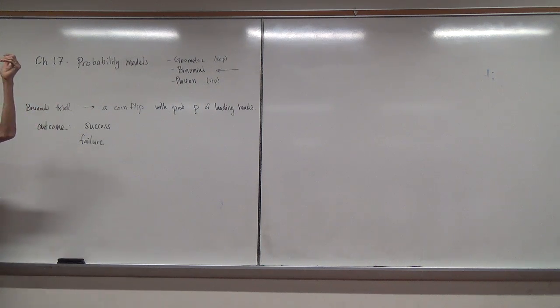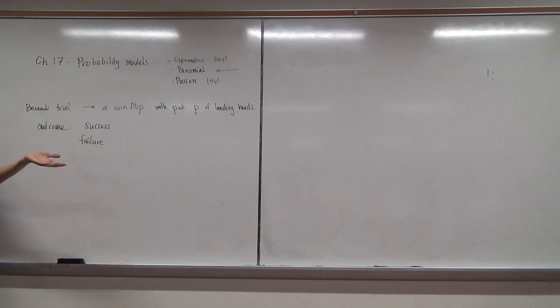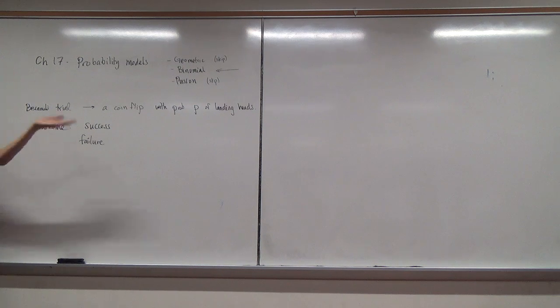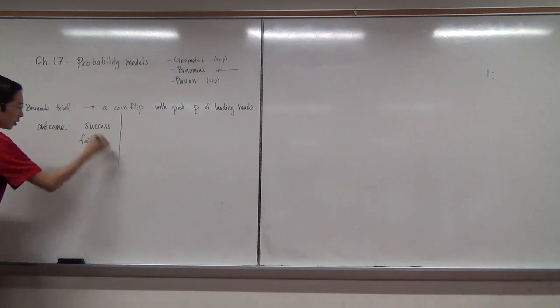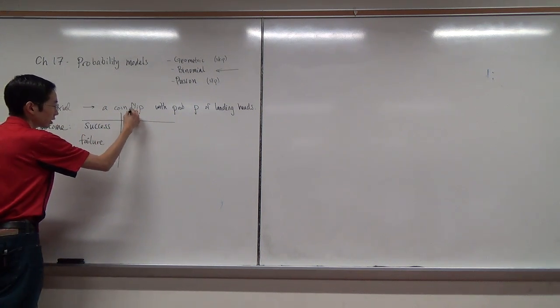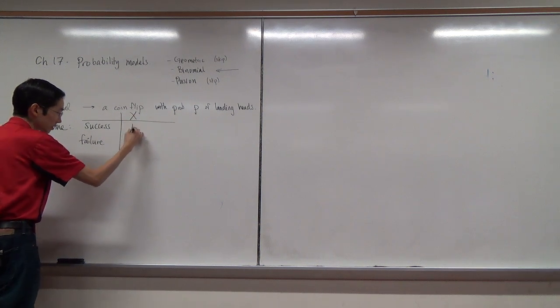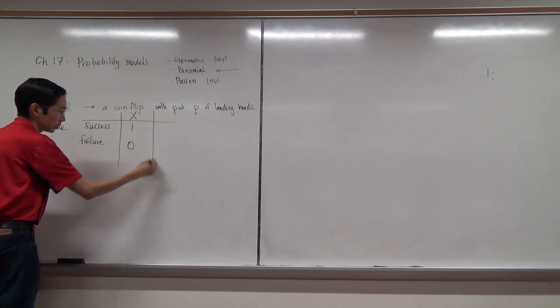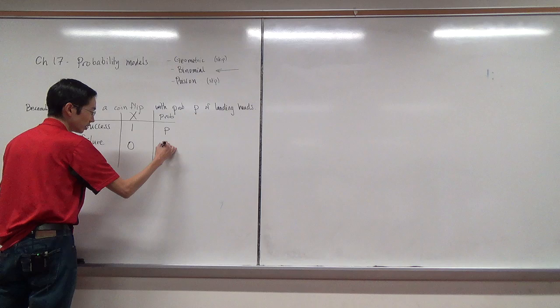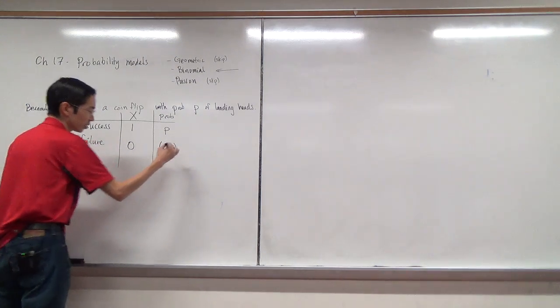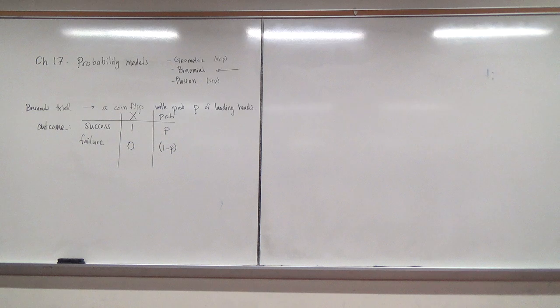You flip the coin, and it doesn't matter what has happened before or what happens in the future. It will either land on success or it will land on failure. The probability that it lands on success is P, and the probability that it lands on failure is 1 minus P. When we turn this into a random variable X, success is labeled 1, failure is labeled 0, and the probabilities are P and 1 minus P.